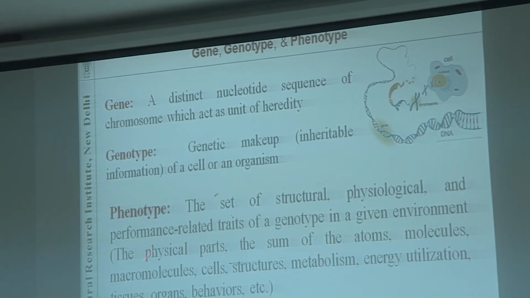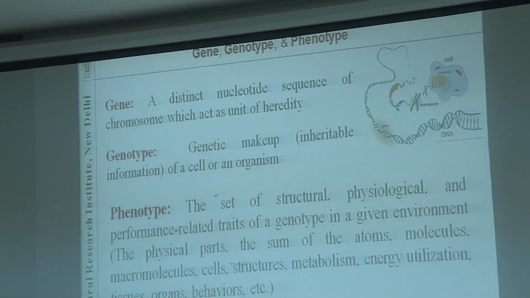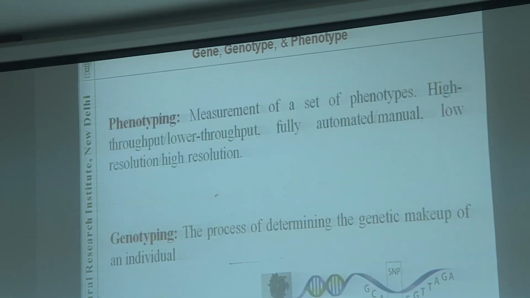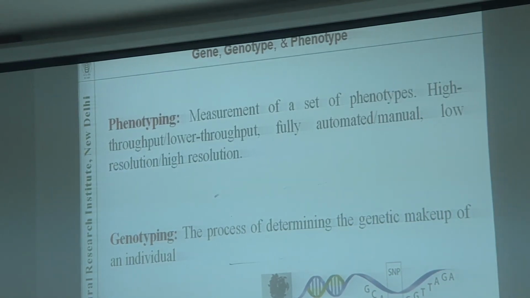environment. So basically, this is the force, the sum of the atoms, molecules, macromolecules. So many phenotypes are possible for a given plant in a given environment. Unlike genomics, where you can sequence and get the genome information, phenotype information is difficult to collect for all the phenotypes that a plant can produce in the given environment. When we say phenotyping, it is the measurement of a set of phenotypes. It is not genome-wide phenotyping. We select some traits and then we phenotype.